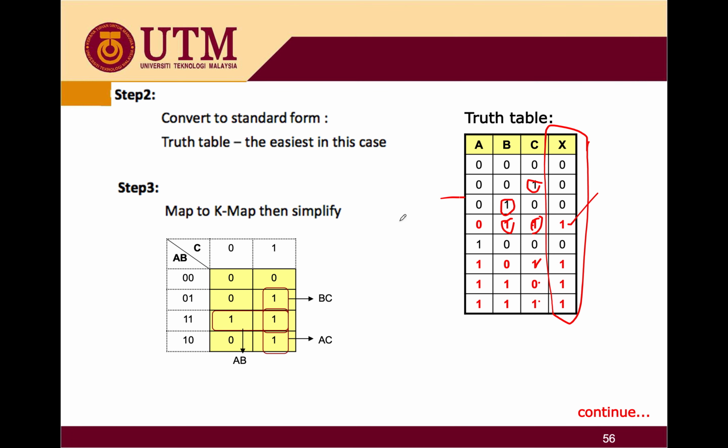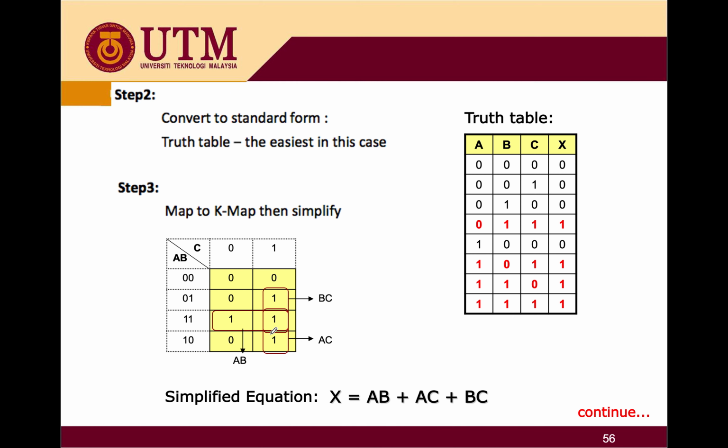Then you convert this truth table to your K-maps, and you're going to simplify your Boolean algebra. So it's quite easy, because last time we already looked into how you convert and how you simplify your K-map, isn't it? So this is the simplification equation: X equals AB plus AC plus BC.